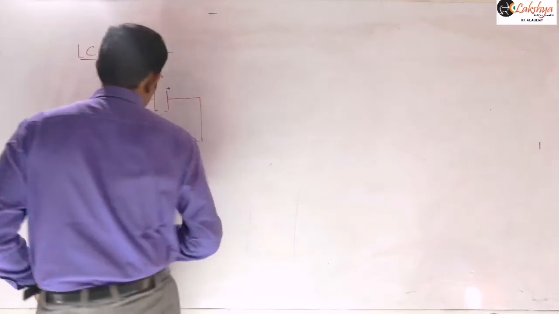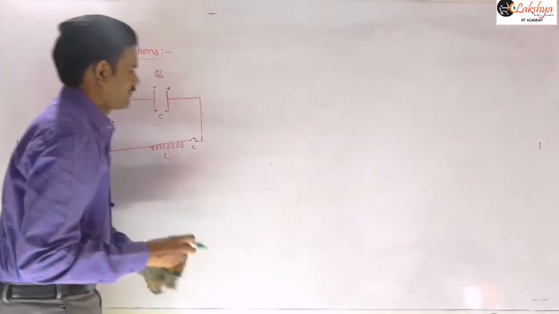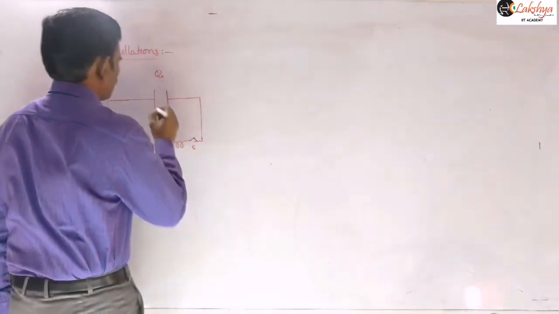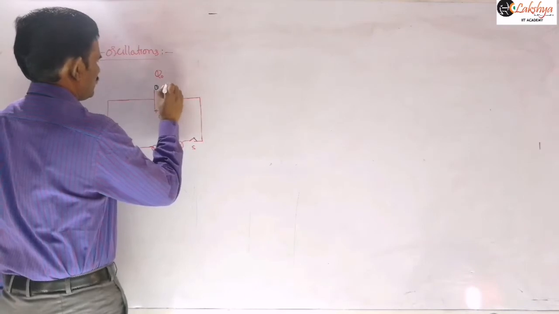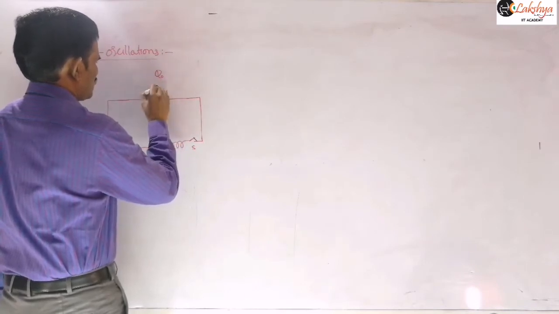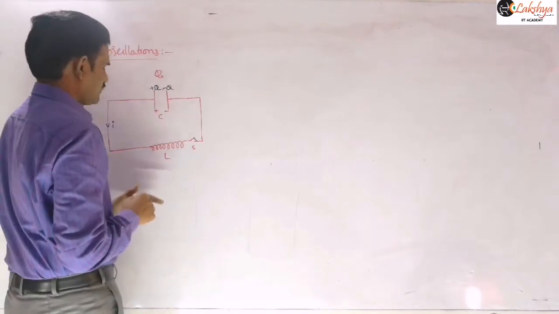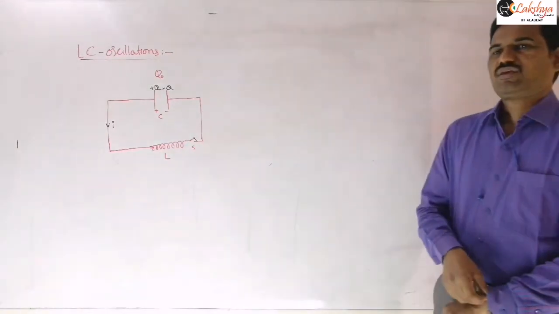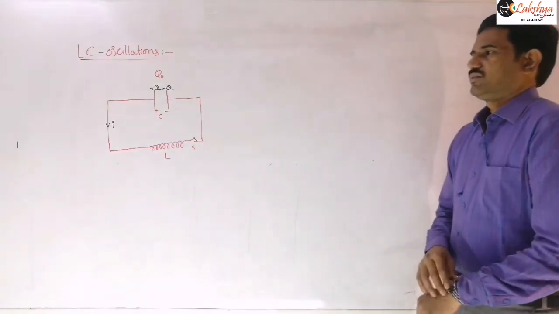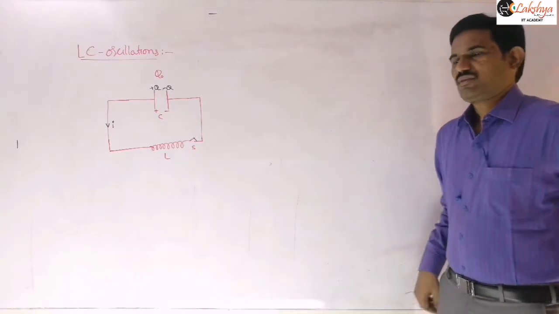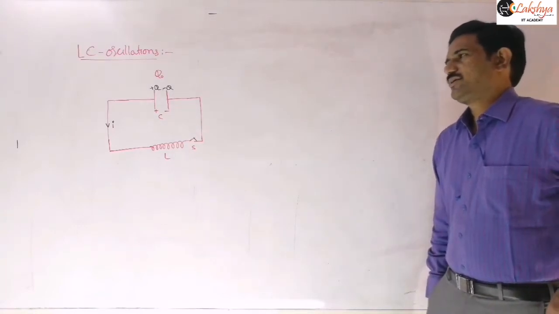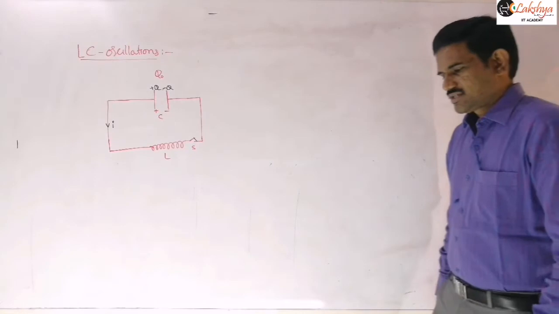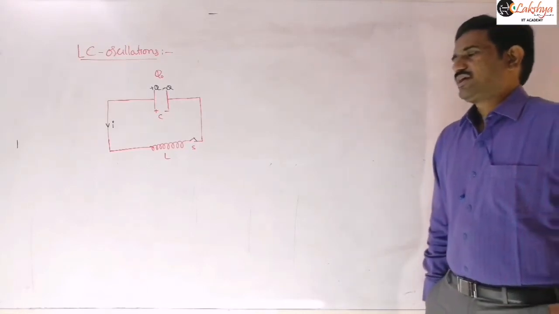Now, at any instant of time, first you may describe the situation there, like what will happen here. When the switch is closed at t equal to 0, initially the total energy is stored in the capacitor, in the form of electrostatic field.